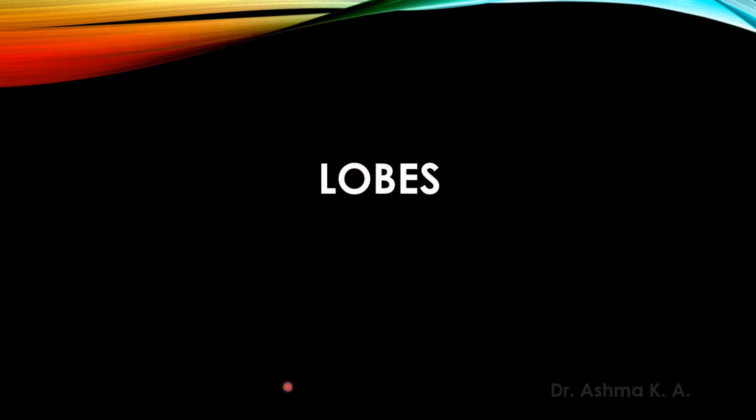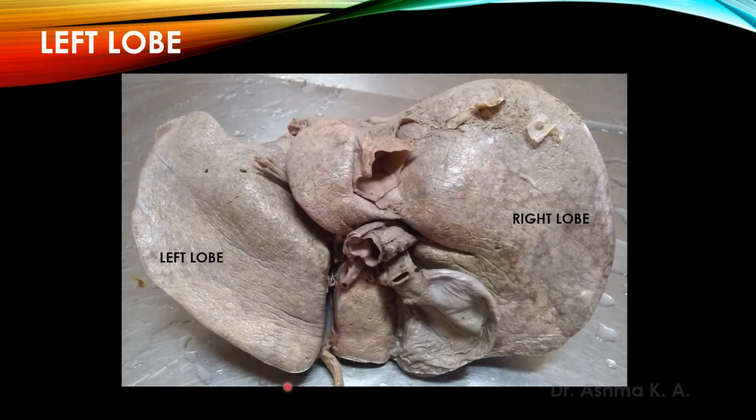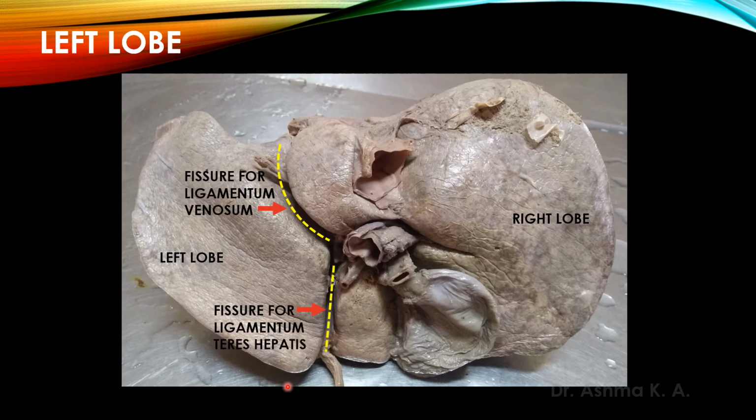Moving on to the anatomical division of liver into lobes. The liver is anatomically divided into a large right lobe and a smaller left lobe by the attachment of falciform ligament on the anterior surface of the liver. On the posterior surface, the fissure for ligamentum venosum separates the right and left lobes anatomically, and on the inferior surface, the fissure for ligamentum teres hepatis separates the right and left lobes anatomically.